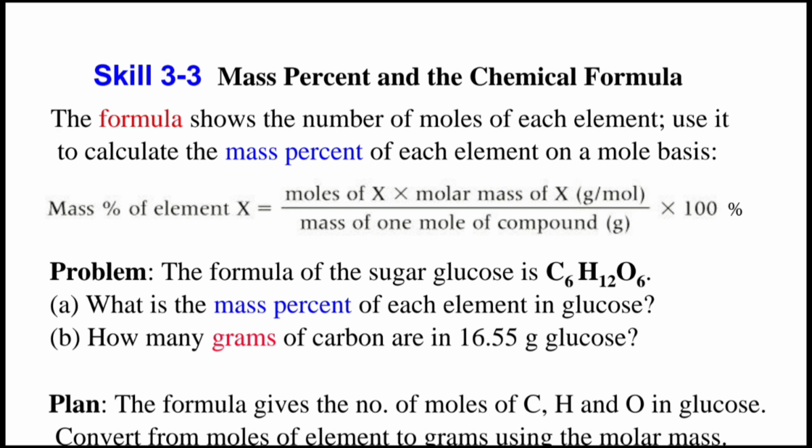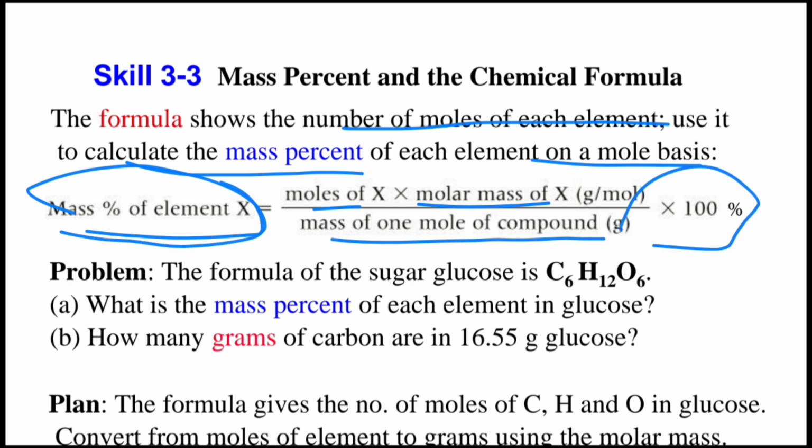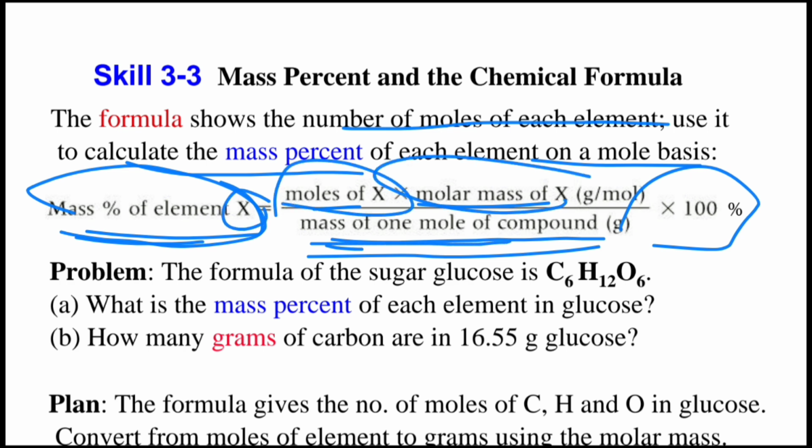Mass and the chemical formula. The formula shows the number of moles of each element, used to calculate the mass percentage of each element on a mole basis. Percentage of element X equals moles of X times molar mass of X, divided by mass of 1 mole of compound, multiplied by 100. So by using this formula, we can calculate the mass percentage of an element. We have to find the mass of 1 mole of compound, the molar mass of the element, and the moles of X in that.